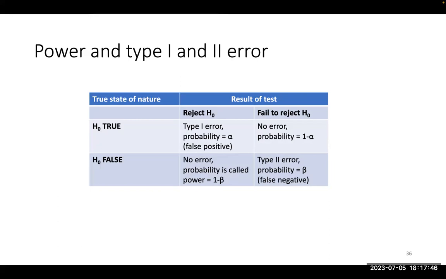Okay, so let's move on to power and type 1 and type 2 error. So you have a type 1 error, we talked about it. So you have a true null hypothesis, but you're rejecting it. So you have a false positive.